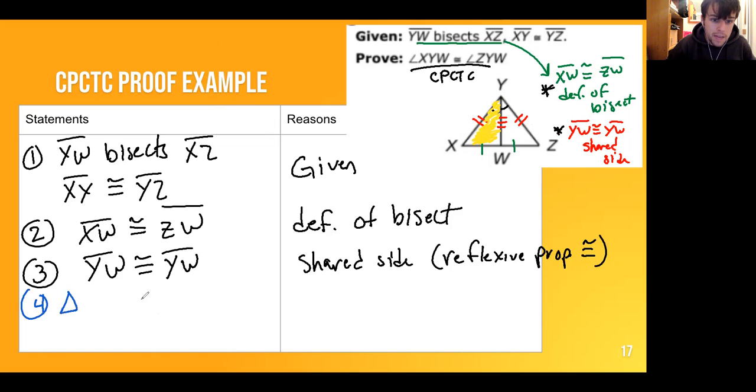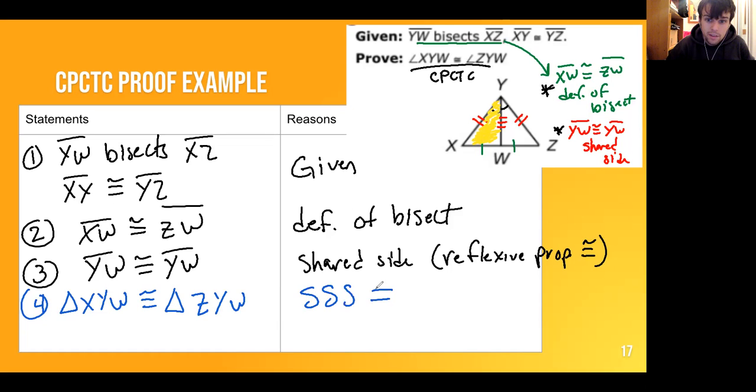We have to come up with some names for these. And again, it doesn't really matter what we name them as long as we're consistent. I'm going to go with XYW for my first triangle. X corresponds with Z, Y corresponds with Y, and W corresponds with W. So that was by SSS, triangle congruence.